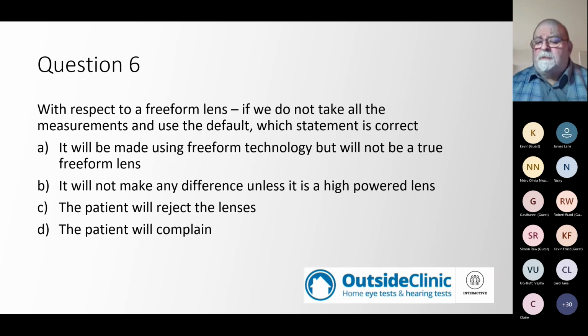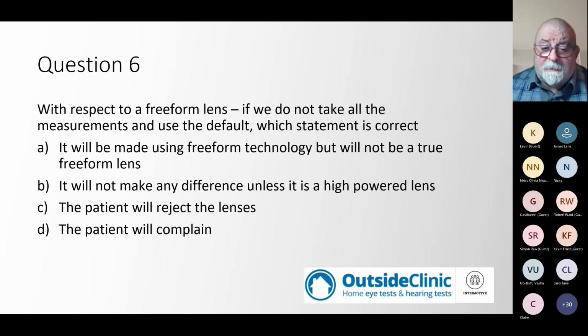It will not make any difference unless it's a high-powered lens is an interesting one, because it's more to do with what the visual acuity of the patient is, what the contrast sensitivity of the patient is, as opposed to the power of the lenses. So if you've got a patient with lower visual acuities, 6/12 or less, then they're not going to notice the nuances in the change by using the default as opposed to the specified correct ones.